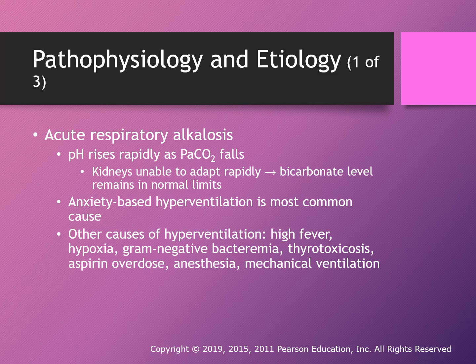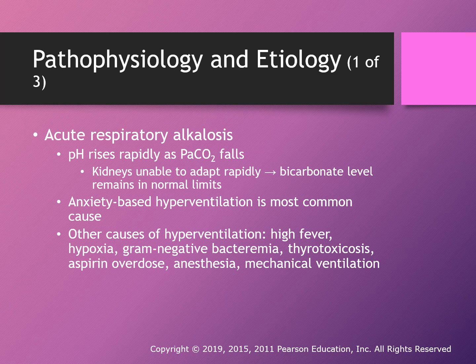If hyperventilation continues, the kidneys compensate by eliminating bicarb to restore the ratio of bicarbonate to carbonic acid. The bicarbonate level is lower than normal in chronic respiratory alkalosis, and the pH may be close to the normal range. That's chronic.